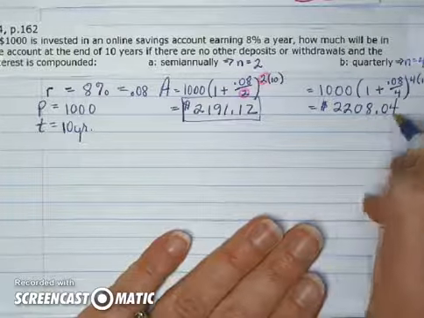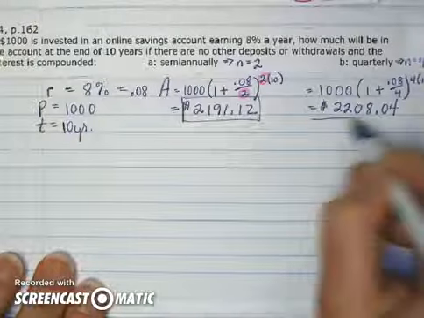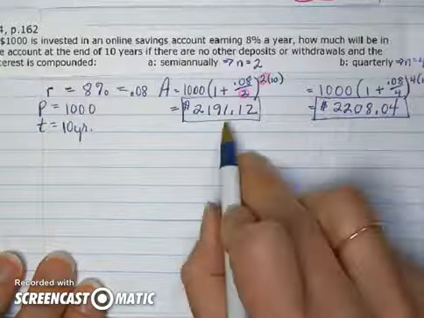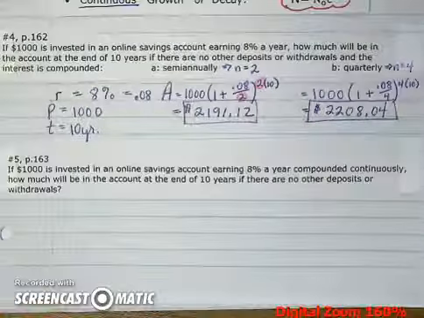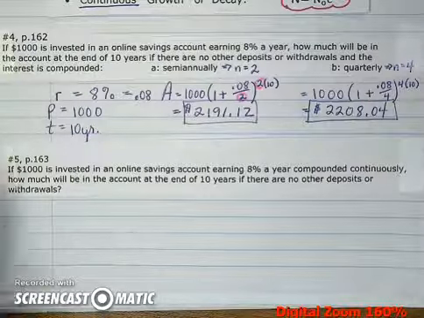And you'll see that if you compound it quarterly, $2,208.04. So that's how much is in the account if it's compounded quarterly in 10 years, as opposed to compounded semi-annually. Let's get another example ready. Next one is problem 5 on page 163.